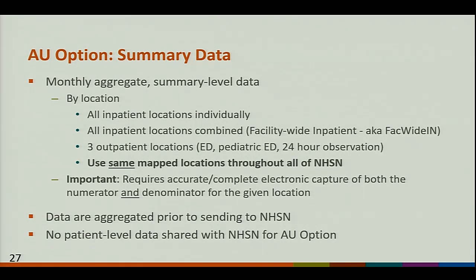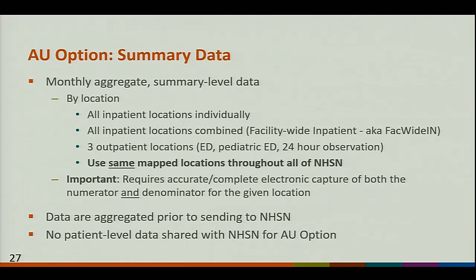I do want to point out that we get this question often. The locations that you use to report your AU or AR data should be the exact same locations that your facility is using to report HAI data. We do not want you to map separate locations in your NHSN facility just for your AU or AR reporting. So this is where it becomes important to work with all of your team members in infection prevention and throughout the hospital to make sure everyone is on the same page with which locations you are using in NHSN.